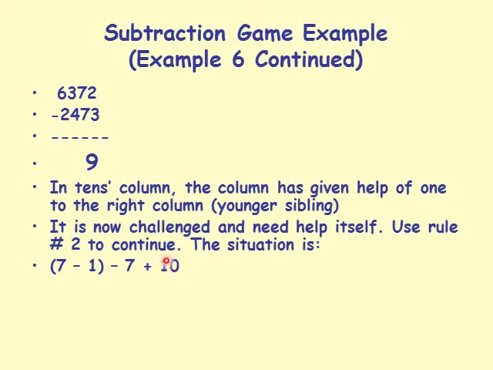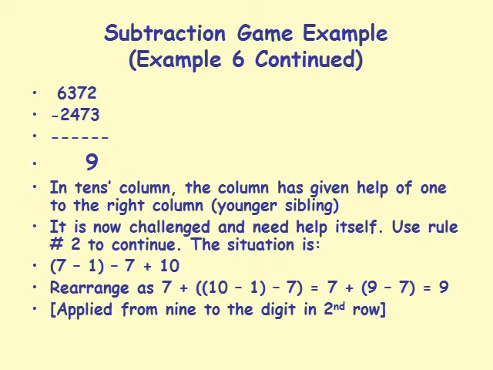Net help here is 10 received and 1 given. So we will regroup like this. First we'll hold on to our 7. Then get all the help, 10 minus 1, which is 9. Apply that against the challenge. So 10 minus 1 minus 7. Simplifying further: 7 plus 10 minus 1 is 9, 9 minus 7 is 2, 7 plus 2 is 9.